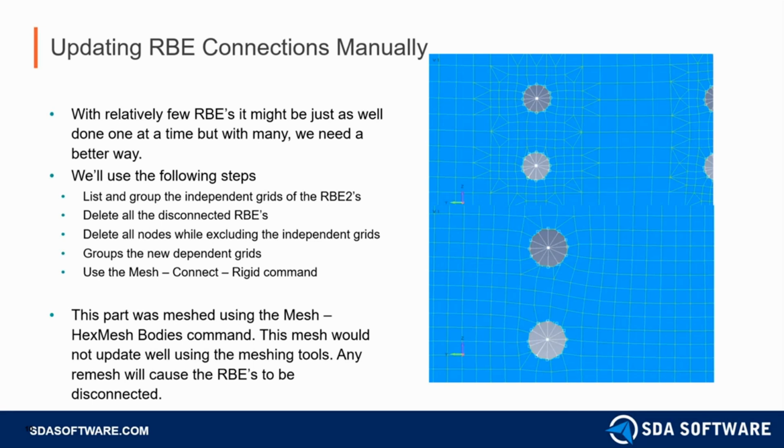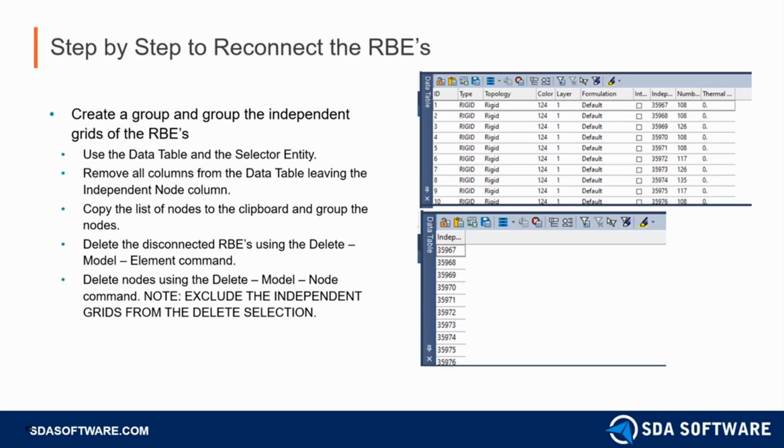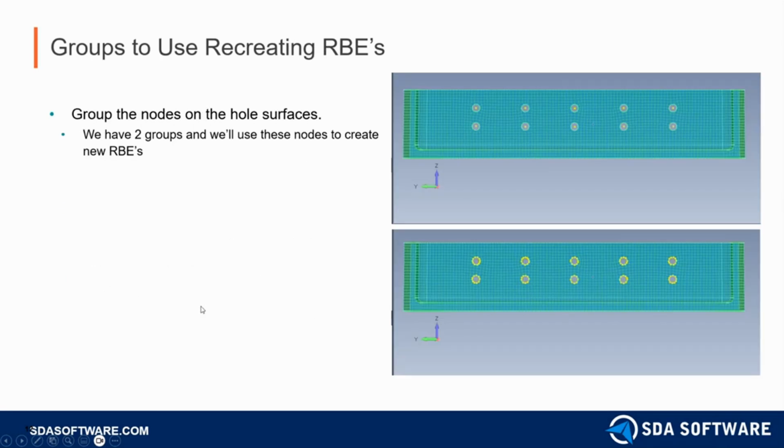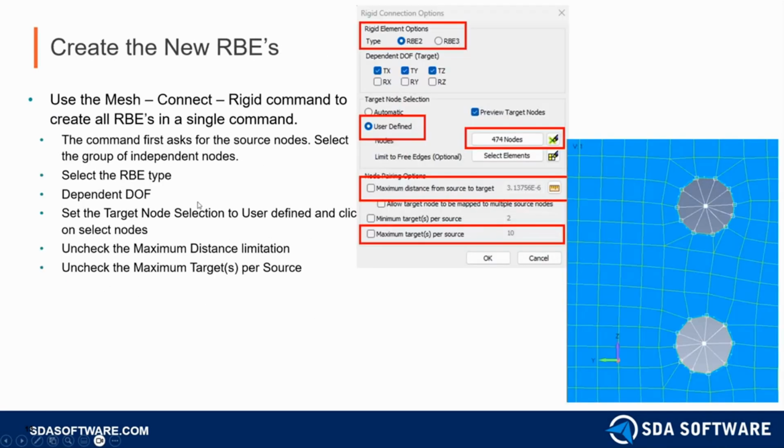And that technique can be used if you have disconnected mesh on a surface as well. You would just choose the nodes on curves rather than on surfaces. We went through the steps just to recap. We created groups of the independent grids, deleted the orphans, excluding the independent grids, and created groups of the new dependent grids, and then used the mesh connect rigid command to create new RBEs.